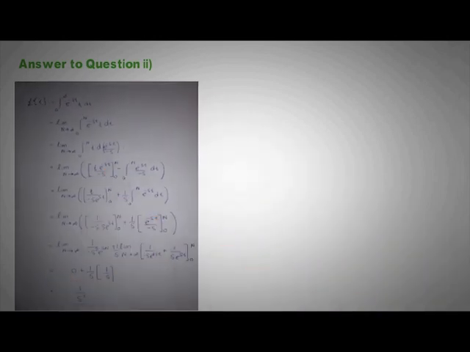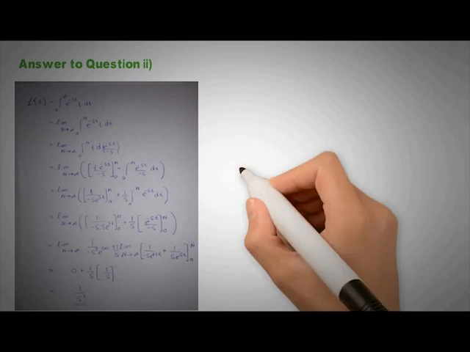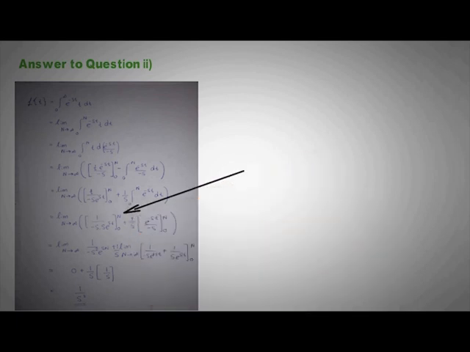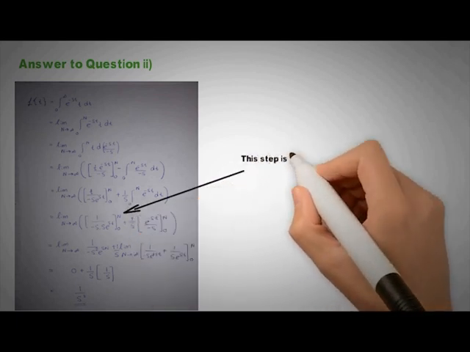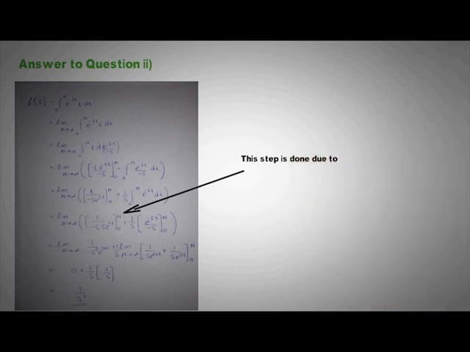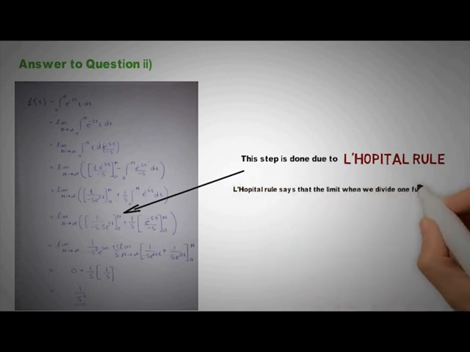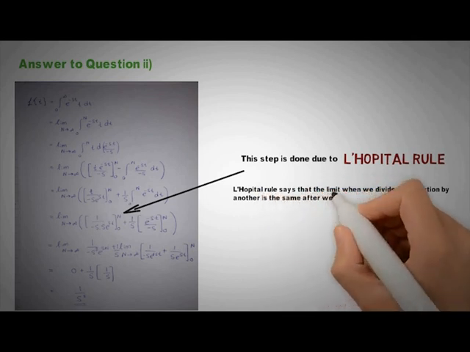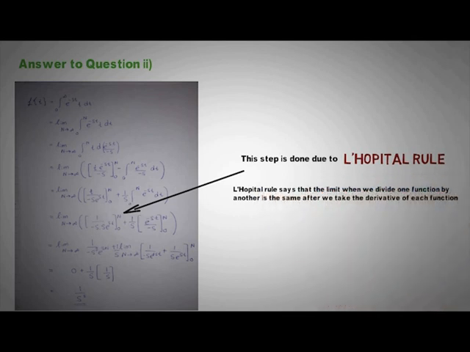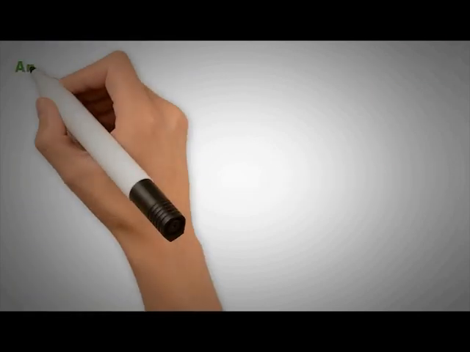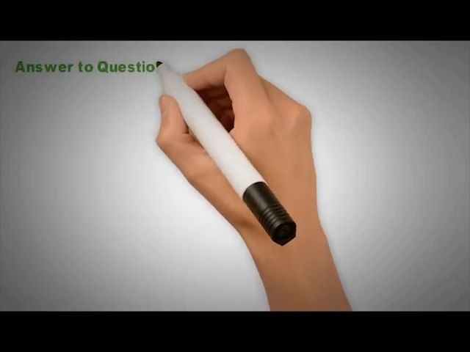When you are simplifying the equation, here you may face a problem. This step is done due to L'Hopital's rule. L'Hopital's rule says that the limit when we divide one function by another function is the same after we take the derivative of each function. This is the difficult thing, and other simplification can be done according to the definition of partial integration. So this is the answer for question number 3.